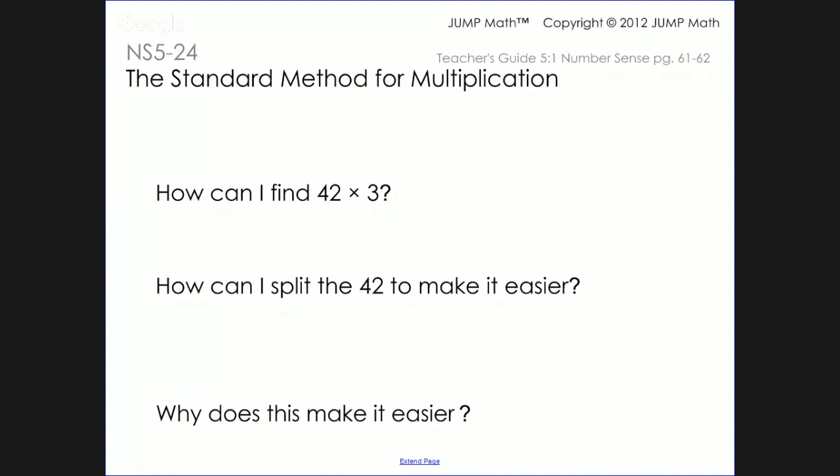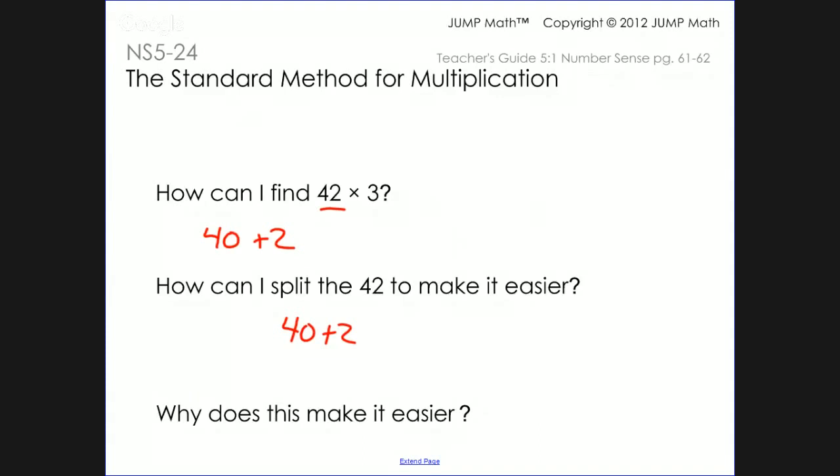So 42 times 3. We've learned in previous lessons that we can take the number 42 and break it into tens and ones. We can have 40 plus 2. So that's how you can split them apart, and then you can multiply each of them by 3. So we know how we can split the 42, which is the 40 plus 2. And why does it make it easier?